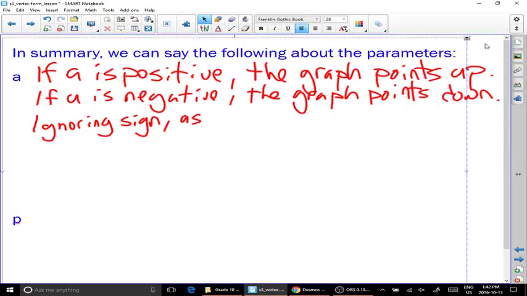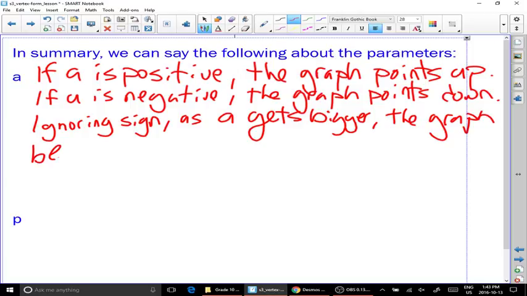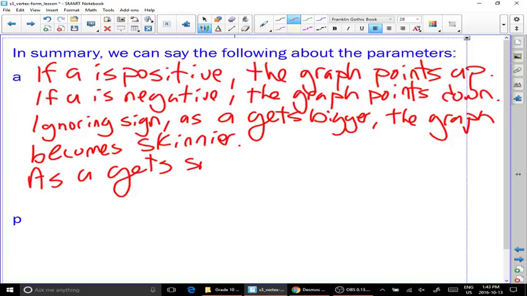There we go. Perfect. Ignoring sign, as a gets bigger, the graph becomes skinnier. As a gets smaller, the graph gets wider.